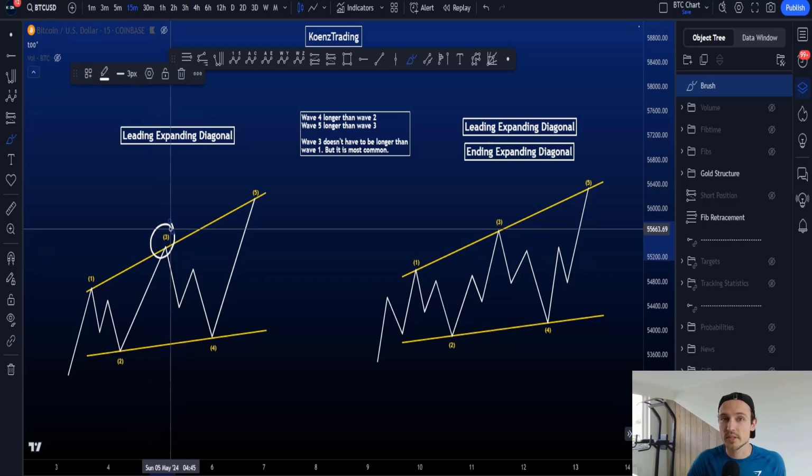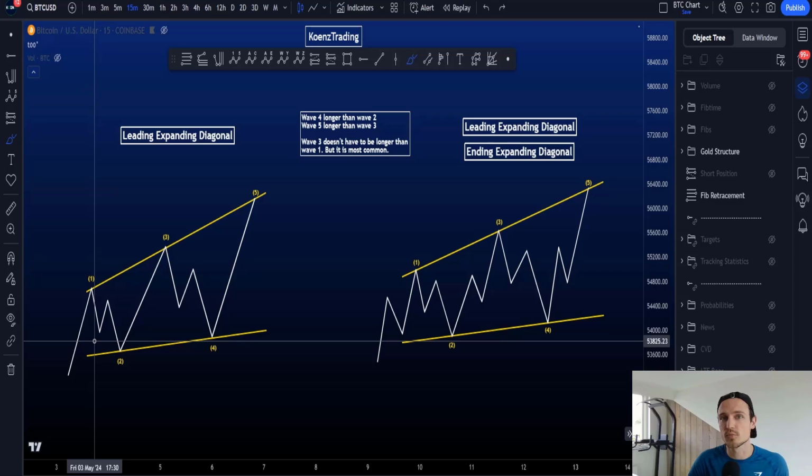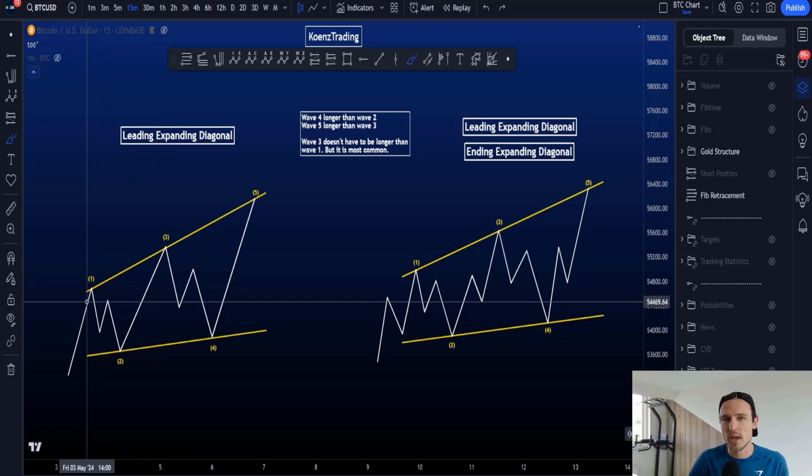However, wave 3 does not have to be longer than wave 1 following the newest rules of Elliott Wave International. It is still not common that wave 3 is shorter than wave 1 in an expanding diagonal. Most commonly it will still be longer, but at least it is not a rule that it has to be longer. It's more like a guideline that usually wave 3 is longer than 1, but it is not a must. It is not a hard rule.